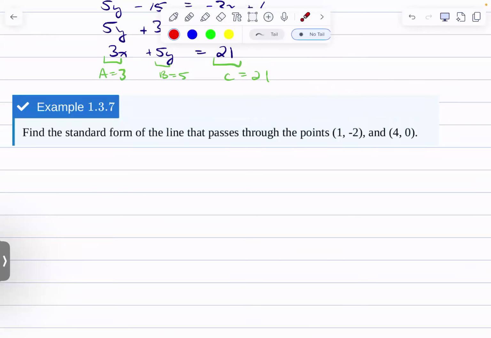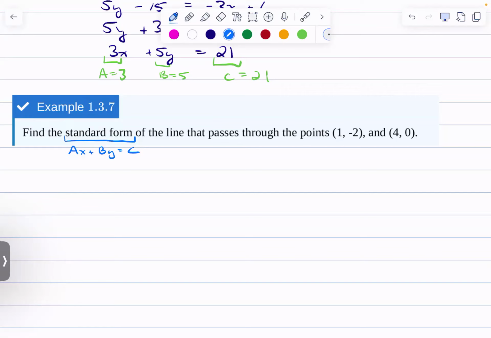This one says, find the standard form of the line. Now the standard form, remember, is ax plus by is equal to c of a line that passes through the points 1, negative 2, and 4, 0. Aha.